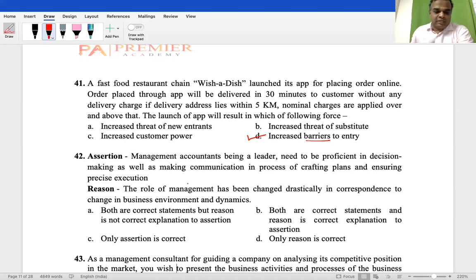Read one more time. What is the assertion, what is the reason? Assertion. Management accountants being a leader need to be proficient in decision making as well as communication in the process of crafting plans and ensuring precise execution. Correct. Reason. The role of management has changed drastically in correspondence to change in business environments and dynamics. So correct only. Am I right? Both are correct statements and the reason is correctly explained to the assertion. Right or not? Yes, sir.